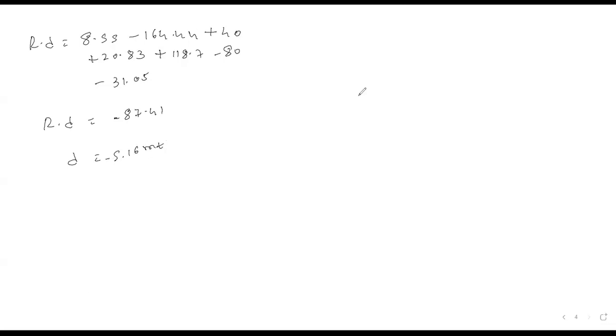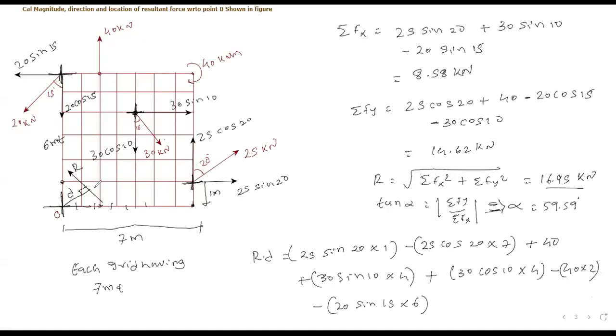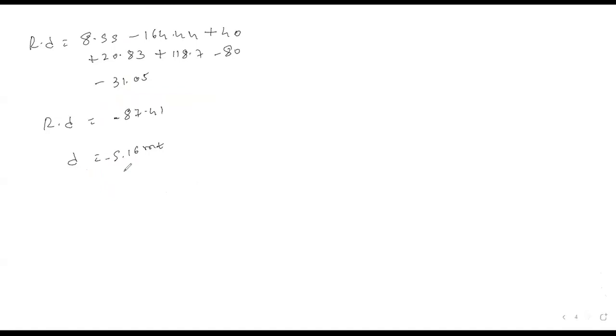If you again get a minus, you all know the procedure, right? You need to write: assumed direction of resultant force was wrong, actual direction of resultant force will be downward, and the distance of resultant force is a positive 5.16 meter. Is it clear or not? Please confirm me. Any question till here? Is there any question?